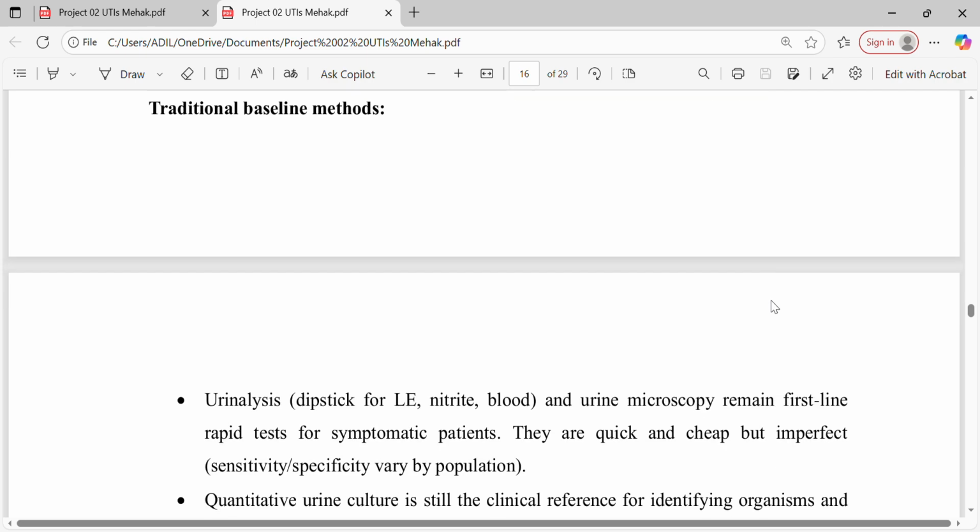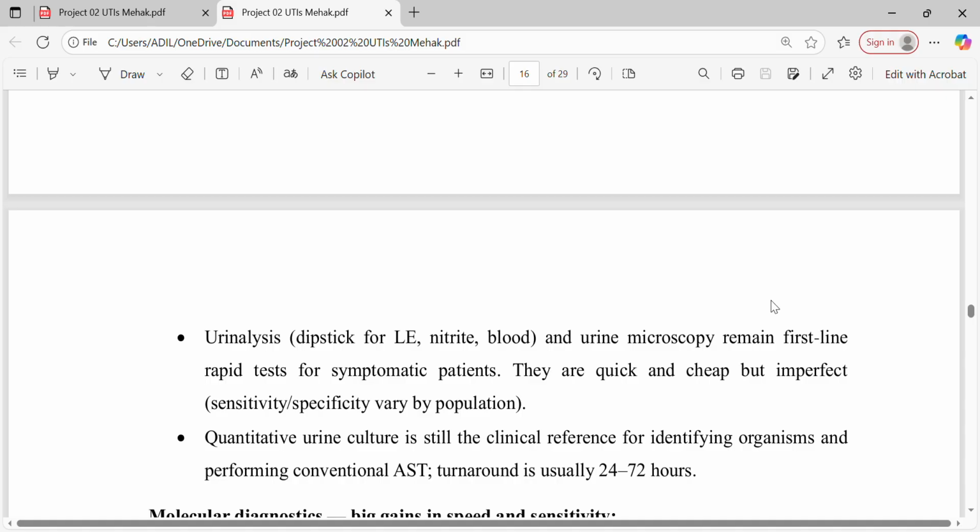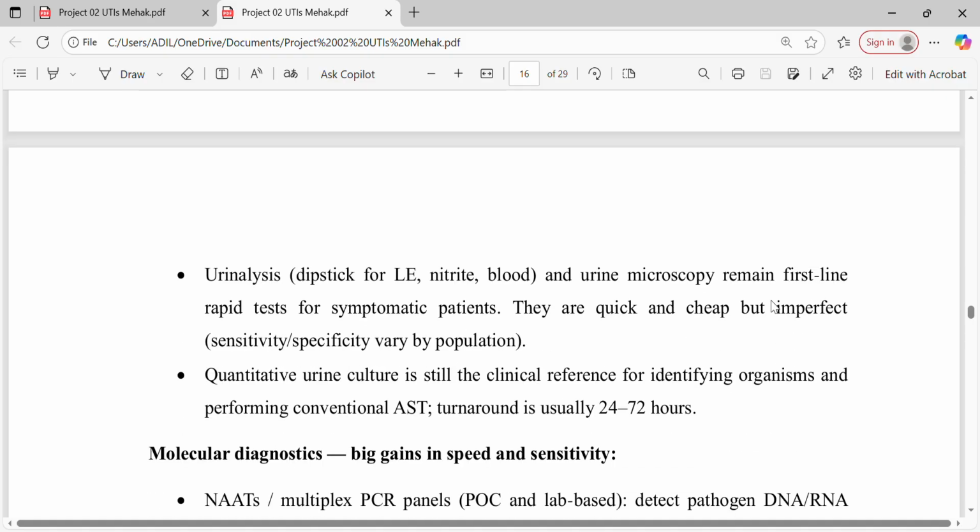Urinalysis and urine microscopy remain the first-line rapid test for symptomatic patients. They are quick and cheap but imperfect. Quantitative urine culture is still the clinical reference for identifying organisms and performing the conventional AST. Turnaround is usually 24 to 72 hours.